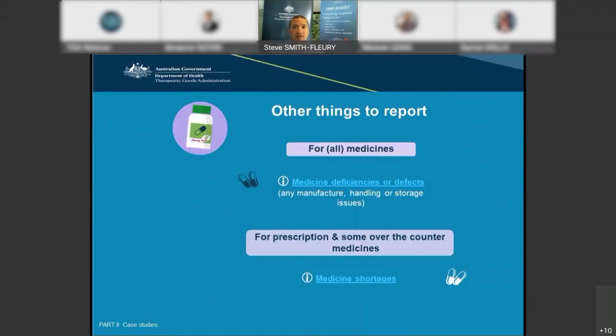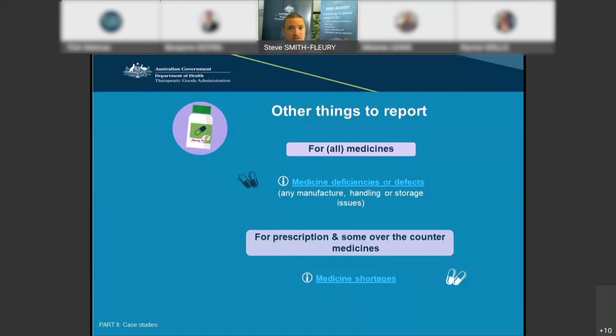Finally, there are two other mandatory reporting responsibilities to remember. So these apply to medicines. First of all, a medicine deficiency or defect needs to be reported to the TGA. We do expect you to monitor the manufacture, storage and handling of your medicines and report any deficiencies or defects that you find, even if it's just in a single batch.